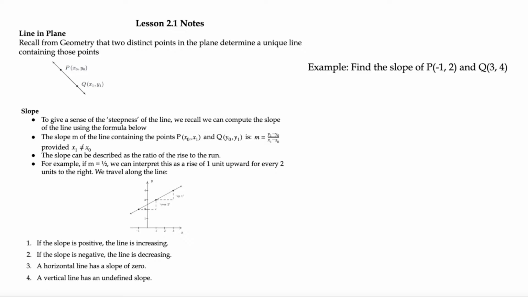In order to understand and get a sense of steepness, whether we have a positive or negative slope, we need to determine what the slope equation is. When we have 2 points, we can find the slope by taking the difference of the y values over the difference in the x values.